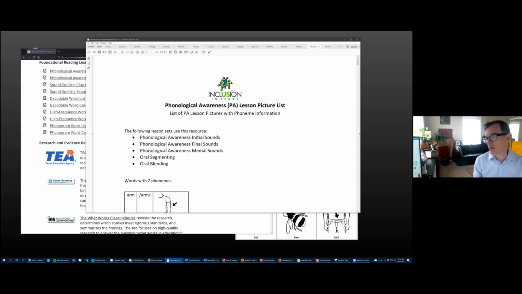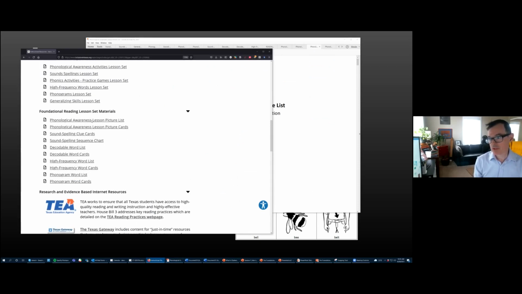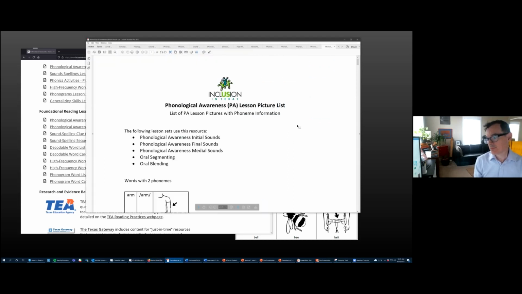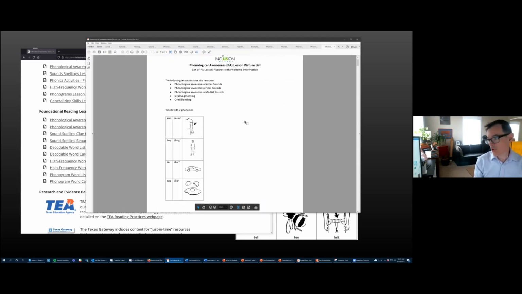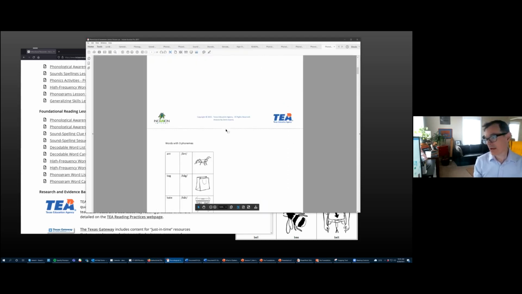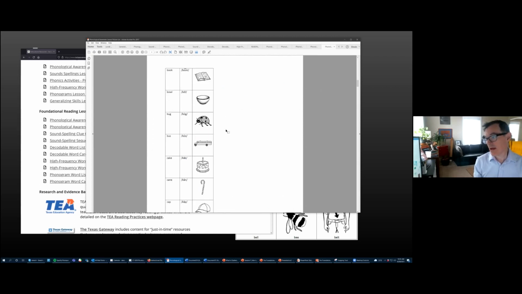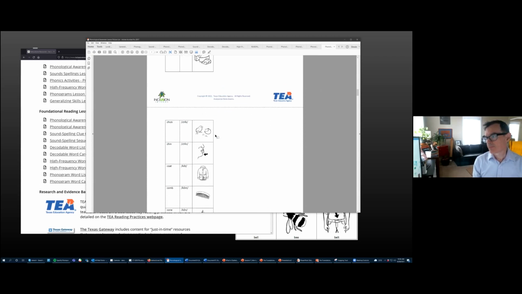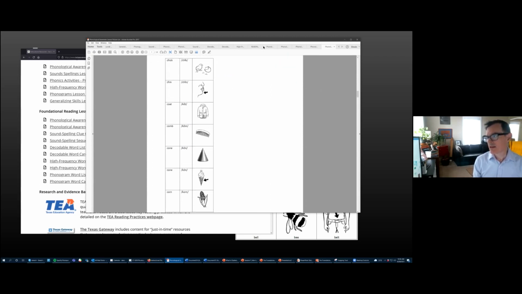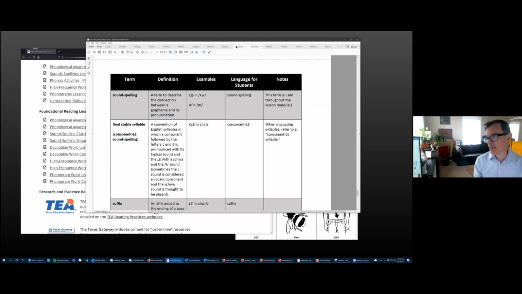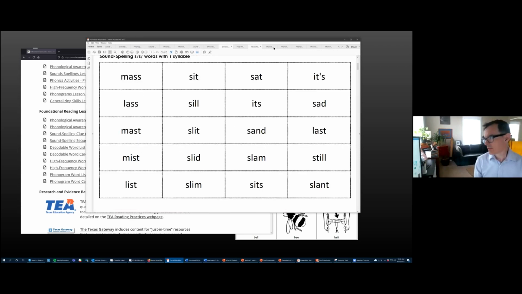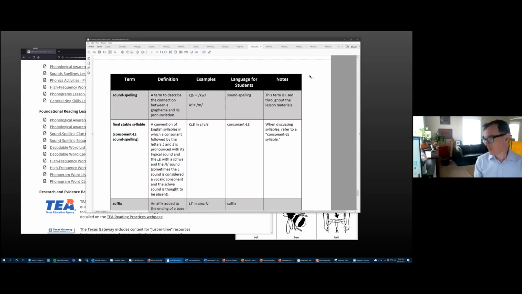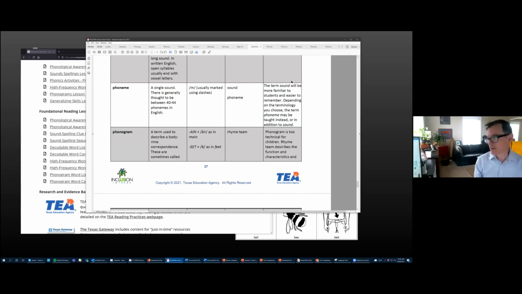The other way that they're organized is the other document, the one that says picture list. This list basically means that the words are organized by the number of sounds that they have. So in the lesson guide, or in the lesson design, let's see, where's the guide? Okay, here's the guide, the user guide.